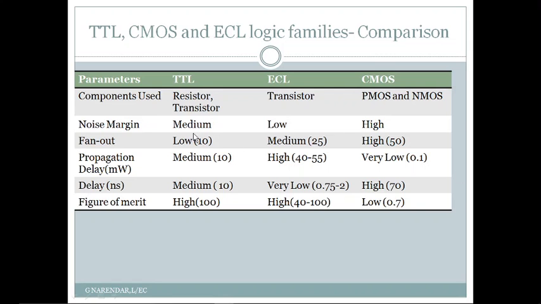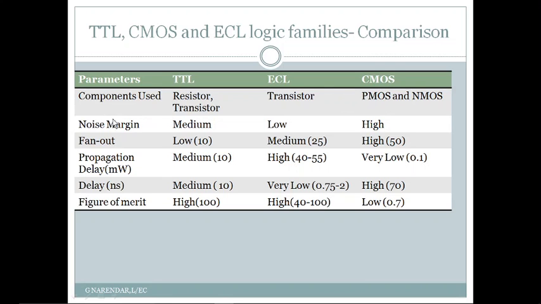Here the first comparison is the components used, the circuit elements used. What are the circuit elements used in the transistor logic? It is transistors and resistors. So circuit elements are transistors and resistors in the TTL family. In ECL we are using only transistors, and in the CMOS family we will be using both P MOSFET and N MOSFET, not only one. It is the complementary MOSFET family, complementary MOS family. So we will be using both.